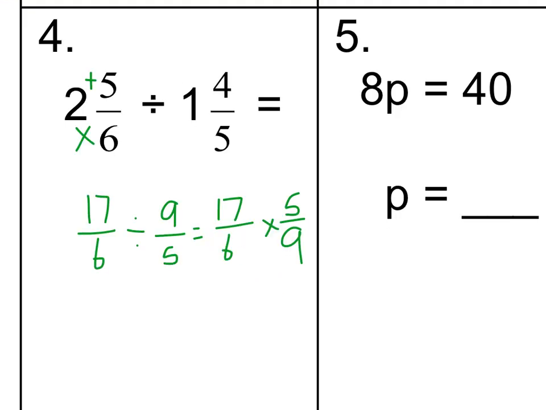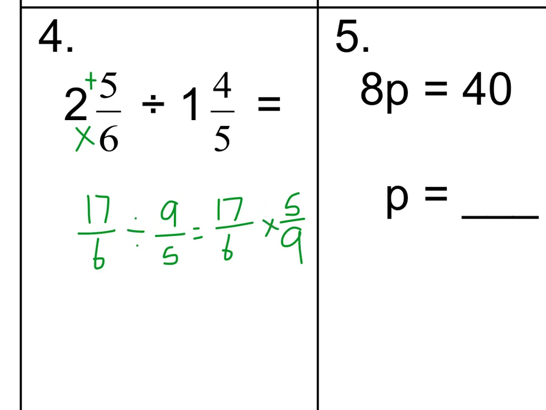So on this problem, I'm going to use keep, change, flip, which is our little mnemonic device to remember that if you multiply by the reciprocal, it's the same as dividing. So you'll notice I just flipped the second number after converting these to improper fractions by multiplying the denominator and the whole number and adding the numerator all over the same denominator. So 17/6 divided by 9/5 is the exact same problem as you see here. But now I'm going to do 17/6 times 5/9. So I just flipped the second number, making it its reciprocal. And then I did the opposite operation, which is going to give me the same answer.